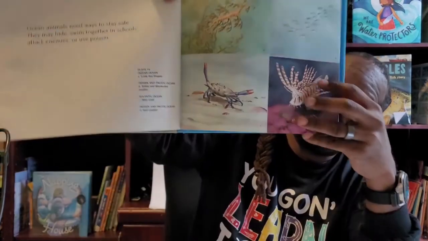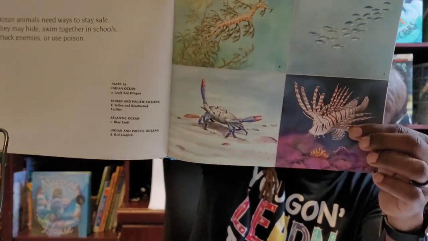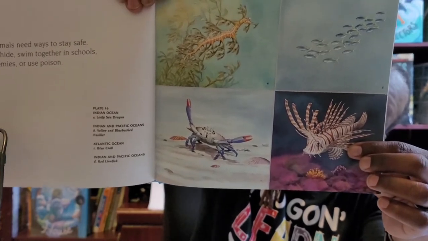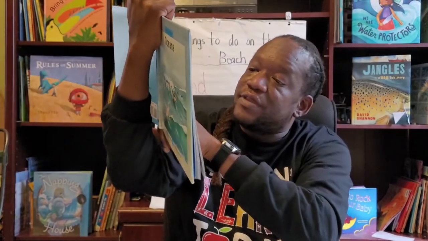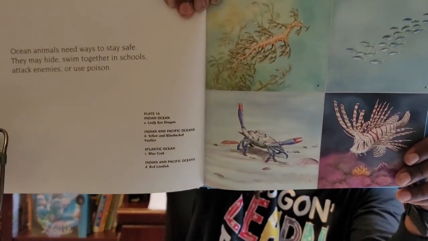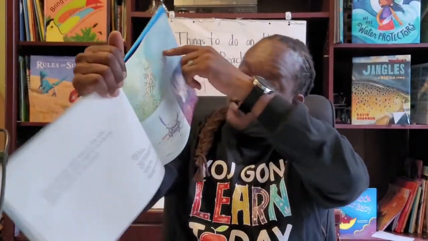Ocean animals need ways to stay safe. They may hide, swim together in schools, attack enemies, or use poison. I like that fish right there. That's a lionfish. Ooh, that one is a leafy sea dragon. And these fish are swimming in the school. When fish are together, they're in the school.